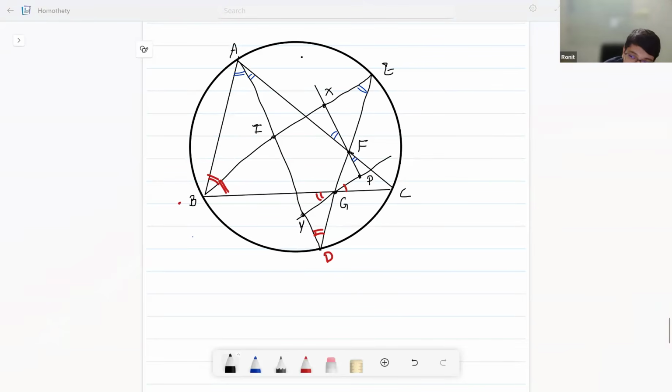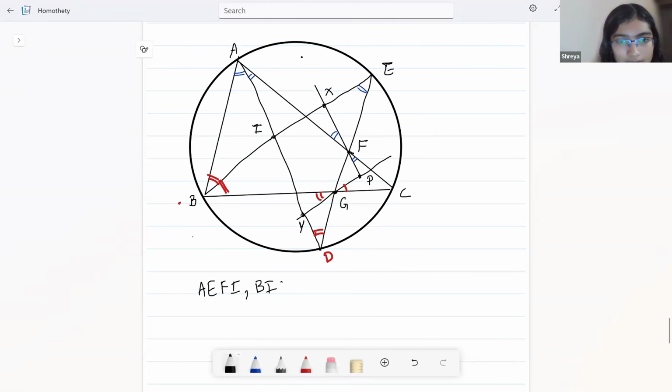Oh, okay. AEFI is cyclic. Exactly. Yes, indeed I. Okay, so AEFI is cyclic. And similarly, BIGD is also cyclic. And we want to show AE, BD, and IP concur.